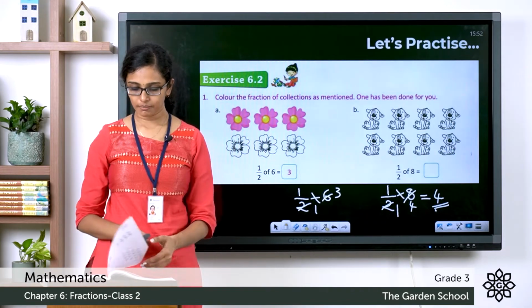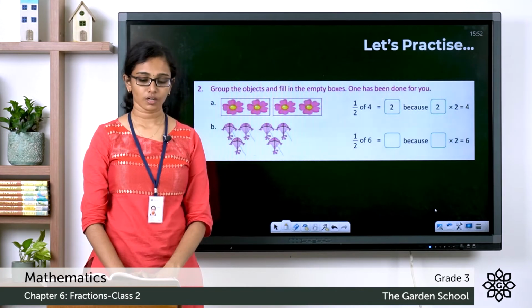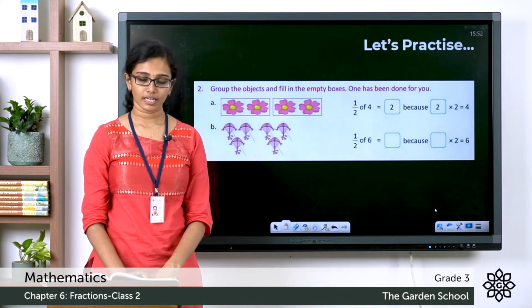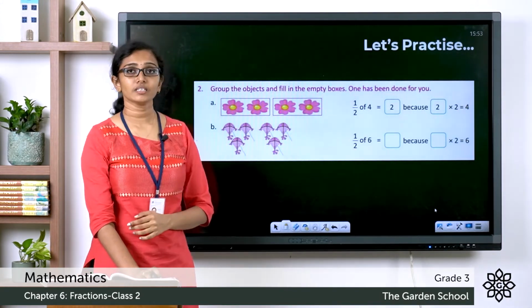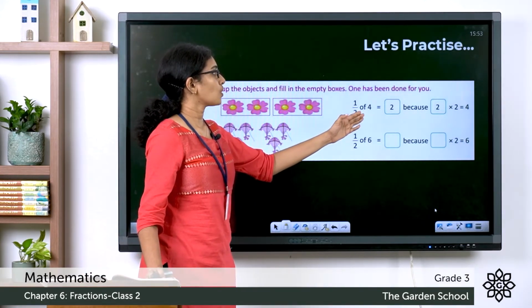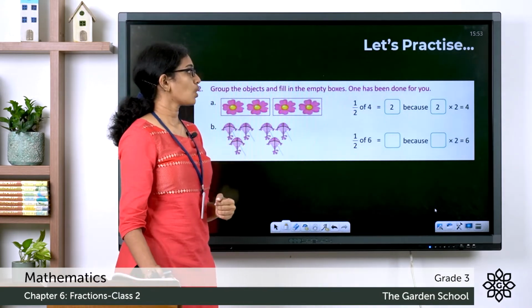And then in page number 90, you can see the question number 2. Group the objects and fill in the empty boxes. What has been done for you? So the first question, you can see there are 4 flowers given there, and the question there is 1 by 2 of 4 is equal to 2 because 2 into 2 is equal to 4.